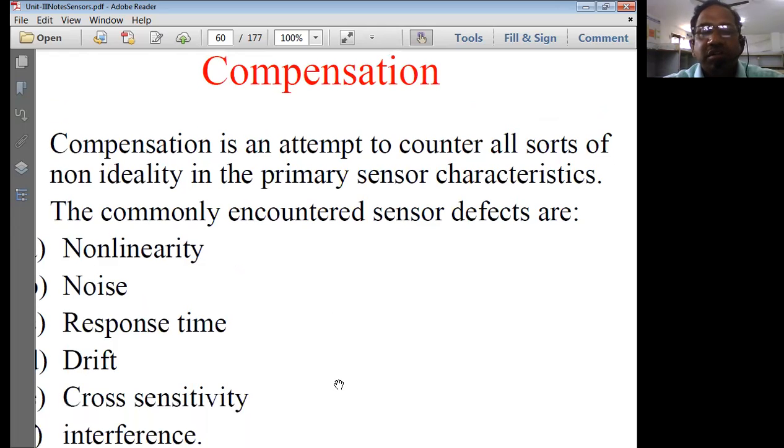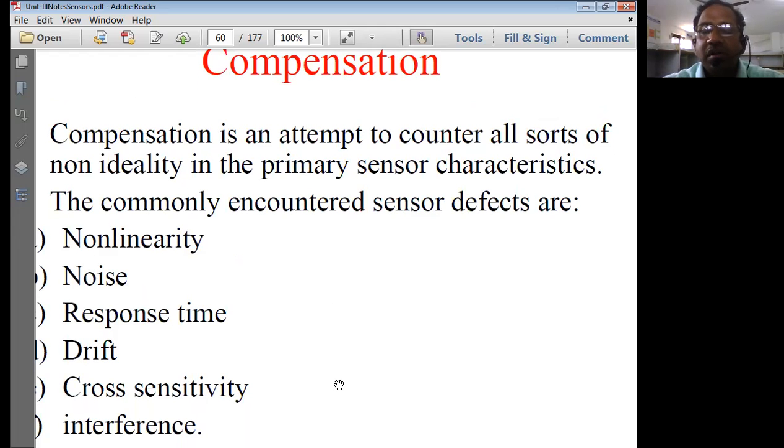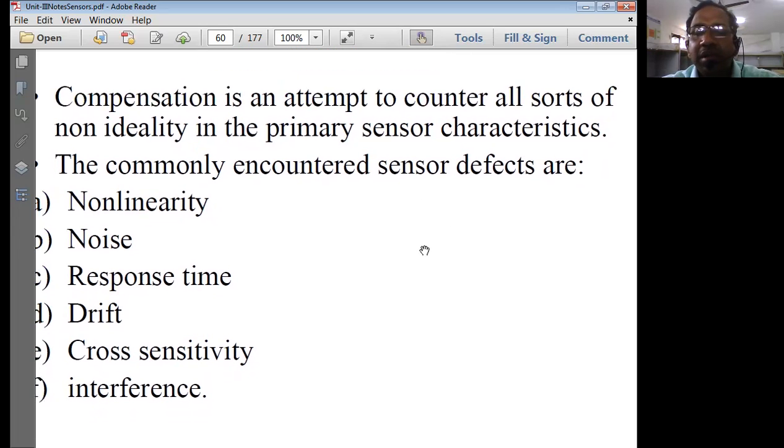And compensation. This is also a very important point in sensors, because the output of sensors is always going to change. It is not going to be uniform with respect to the input, or not linear with respect to the input. Output of a sensor is always non-linear with respect to the input because of so many changes. Therefore, compensation is very much essential. Compensation is nothing but an attempt to counter all sorts of non-linearities or non-idealities in the primary sensor characteristics. The commonly encountered sensor defects are known as non-linearity.